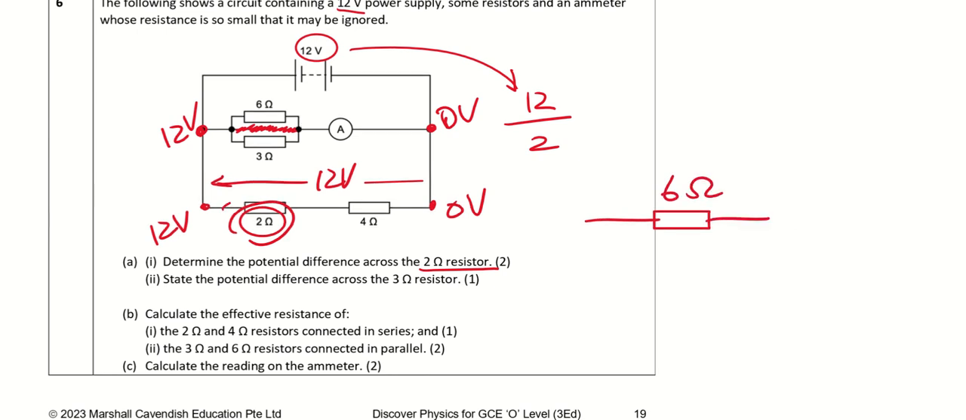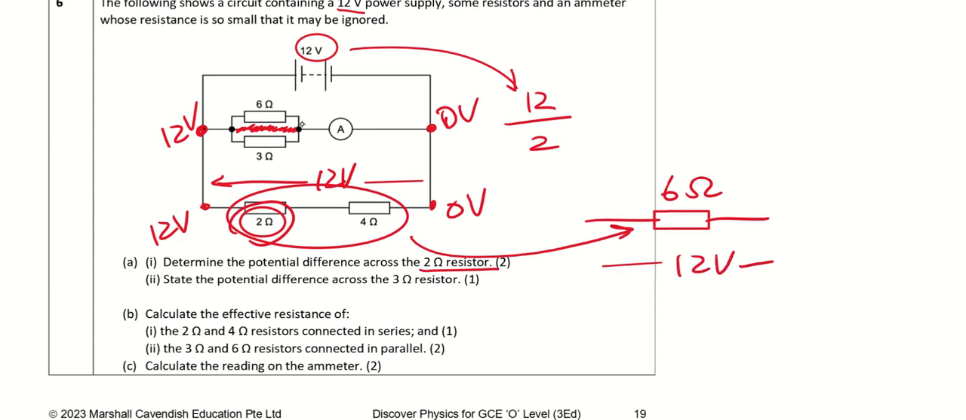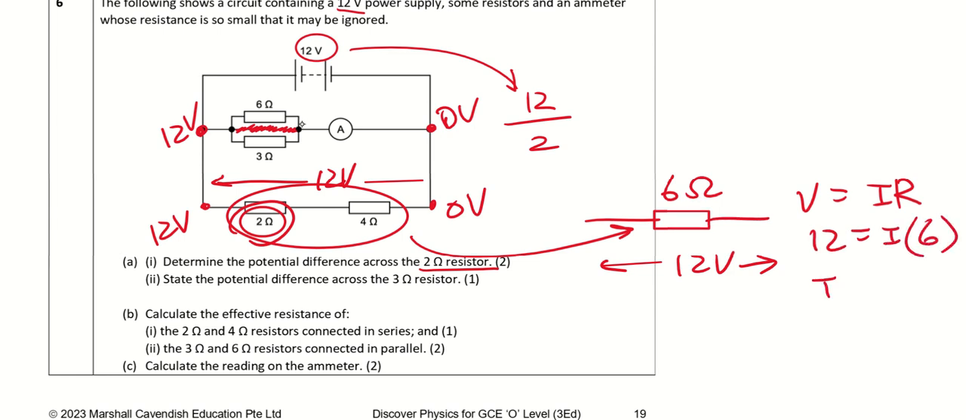Now with this 6 ohm resistor, I can say that there is 12 volts of potential difference across it. With that, I can find the current flowing through using V equals IR. I have 12, I is unknown, R is 6, so I is 2 ampere. If it's 2 ampere, that means in this branch I'm going to have 2 ampere of current flowing through. So the current flowing through the 2 ohm is 2 ampere, therefore the potential difference across it will be 4 volts.